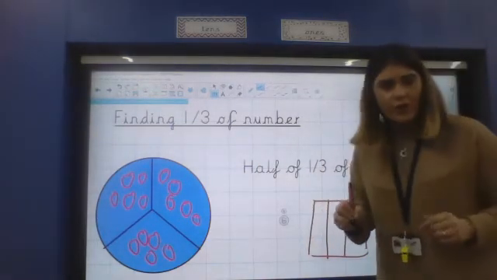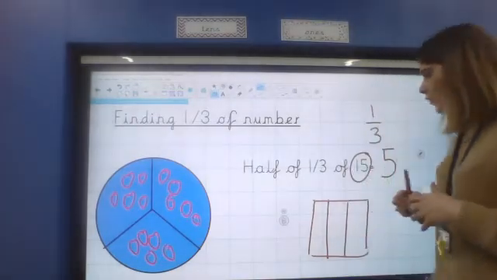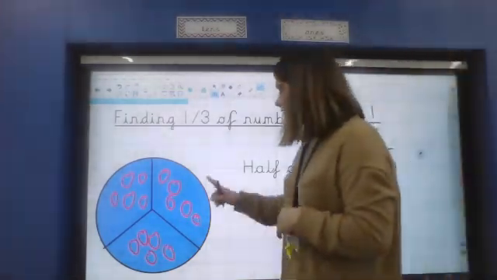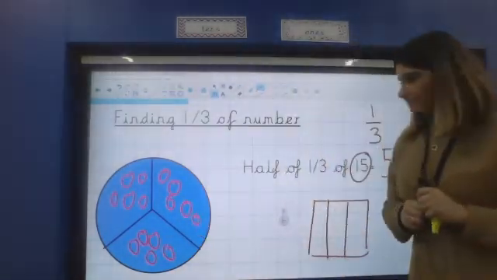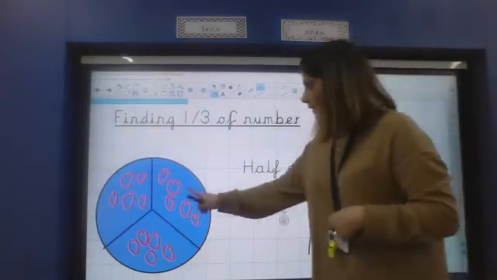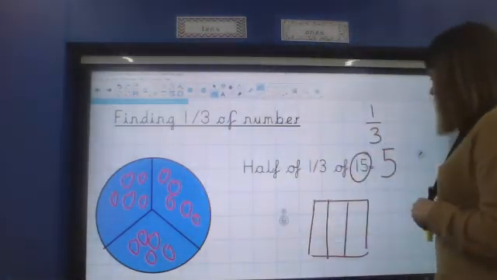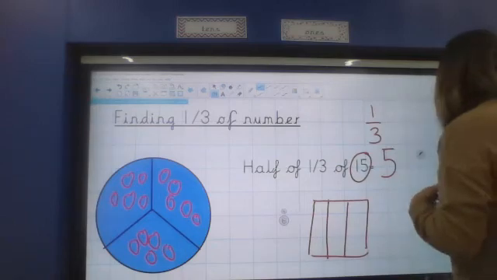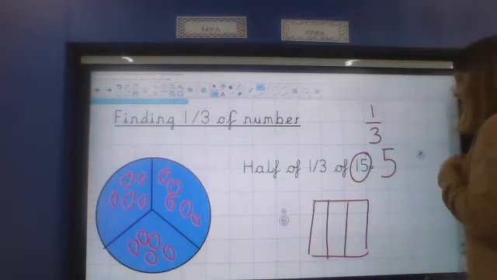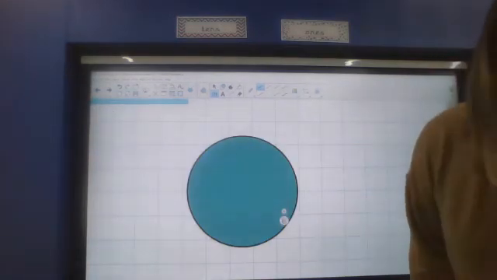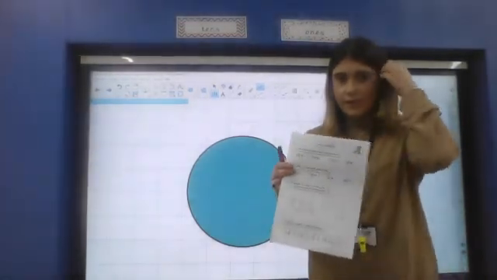What would 2/3 then be? Tell your grown up, what would 2/3 be? Count how many are in 2 parts. I'm counting 5 for this. 5, 10. So 2/3 would be 10. So that should help you with today's activity. So that's the main part of our learning today, Year 2.